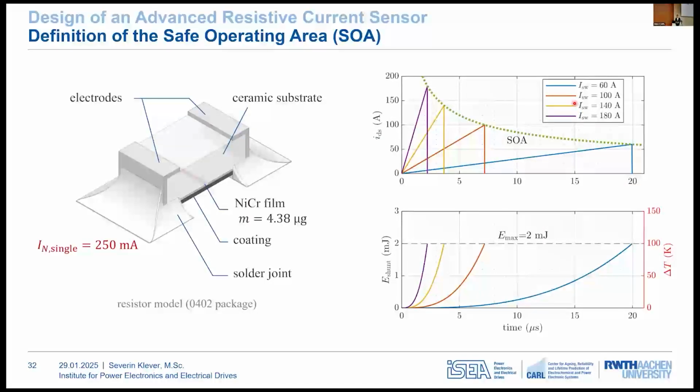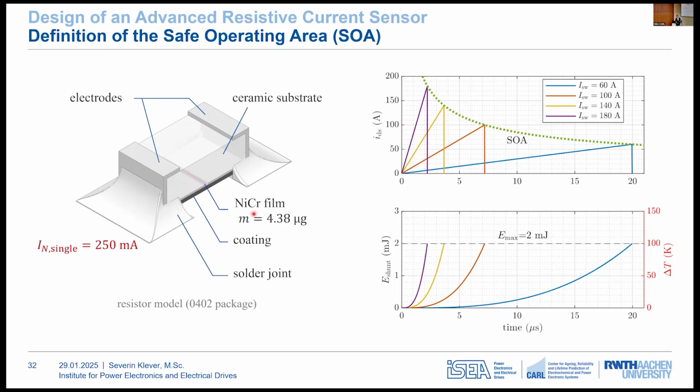Another important aspect is the thermal capability of the radial shunt, which is a general limitation of all resistive current measurement. The small resistors used are rated for only 250 milliamp, which allows a nominal current of 3 amp in total, which would be way too low for the double pulse test. But since the double pulse test occurs over a very short duration, much higher currents can be applied. And to estimate the pulse current capability, I analyzed the resistors more closely.